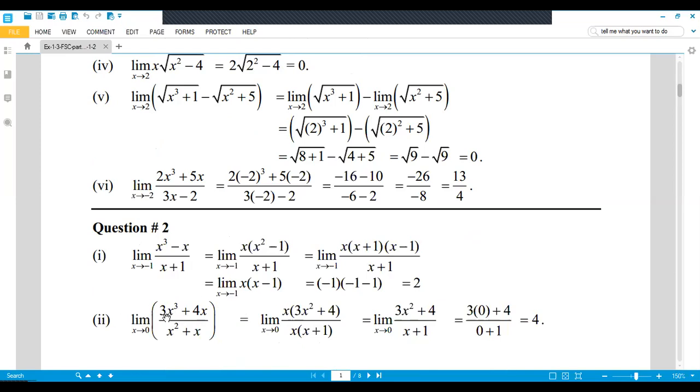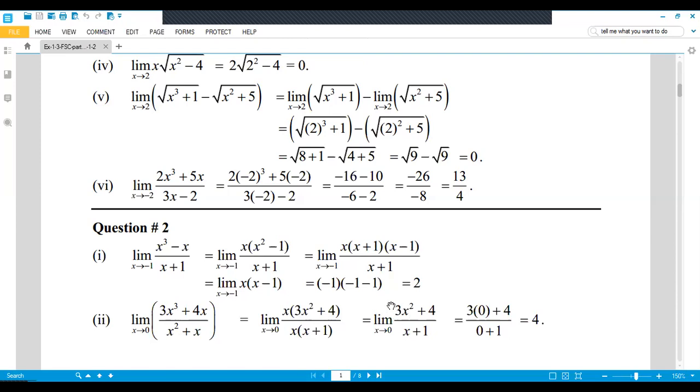Now come to the second part. You have 3x cube plus 4x divided by x square plus x. If you check the numerator, again x is common in both. You take x common, so you get 3x square plus 4. And in the denominator, again x is common in both. So when you take x common, you get x plus 1. So this x and this x cancel with each other. So you get 3x square plus 4 divided by x plus 1.